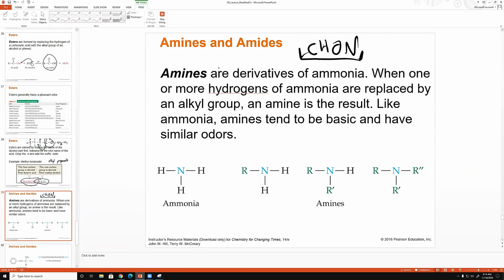So the first one is an amine. An amine is a derivative of ammonia. What that means is ammonia is NH3. If you have an NH1, NH2, or NH3 group, they are amines. There are different types of amines. This one's called a primary amine. This one's called a secondary. This one's called a tertiary.